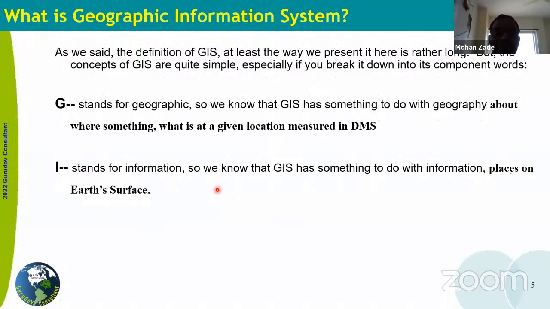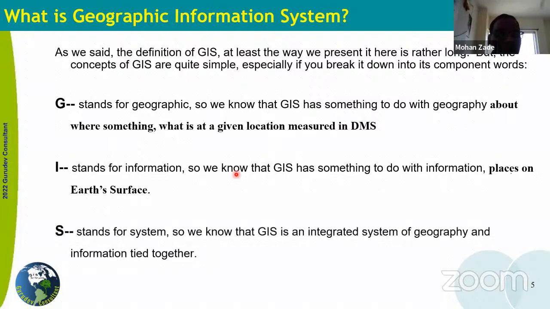With the location, you may not know the description of that object, but when you have information of that location, then you can know what is there at that place. So that information stands for I, and S stands for systems, because it deals with the many systems that we are going to study, and the last S stands for system. So it's a geographical information system. Remember, not geographic information, but geographical information system.